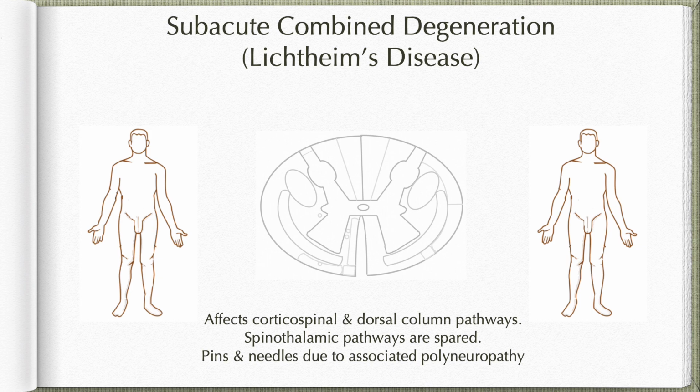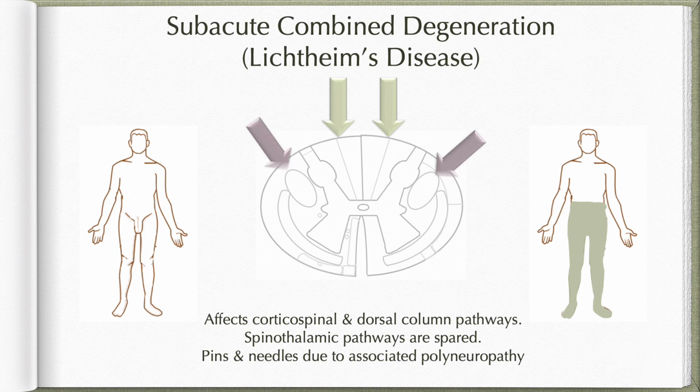There is going to be patchy loss of myelin in both lateral and posterior column tracts. It mainly affects the corticospinal and dorsal column pathways because they are highly myelinated fibers. Spinothalamic pathways are usually spared. So pins and needles, what the lady was feeling, was due to associated polyneuropathy. Because the dorsal columns are affected, the patient has the stomping gait, loss of position sense and the vibration sensations. And because of the corticospinal involvement, the patient will have weakness in her lower limbs.